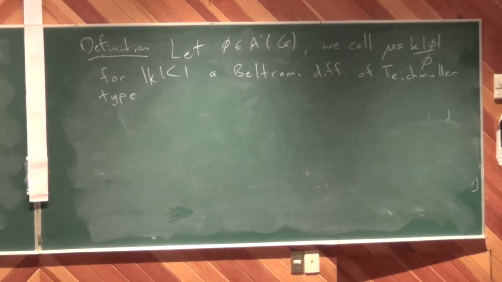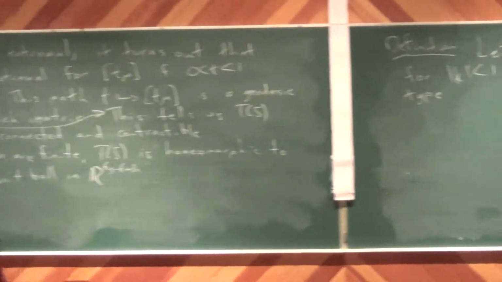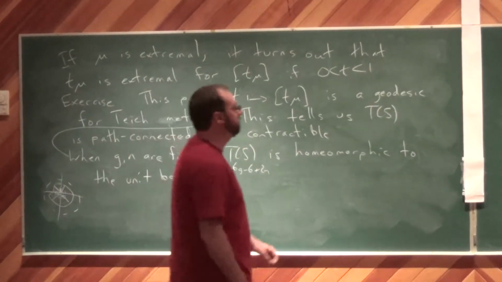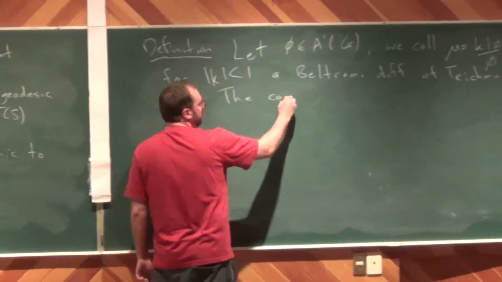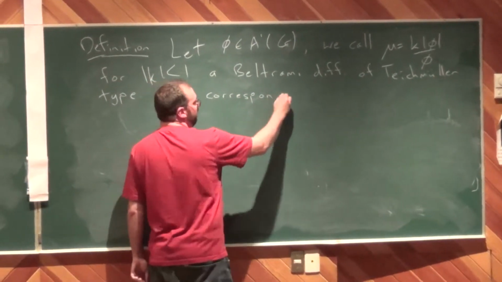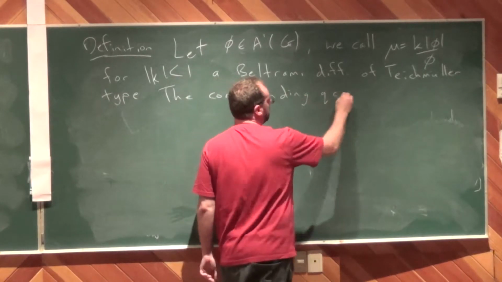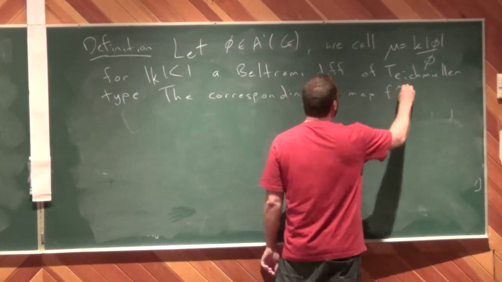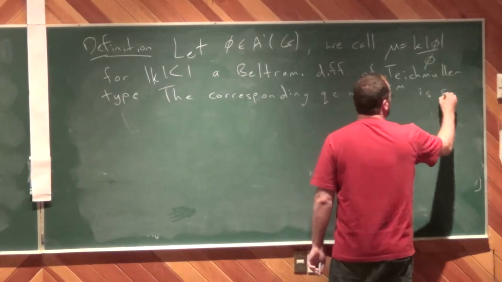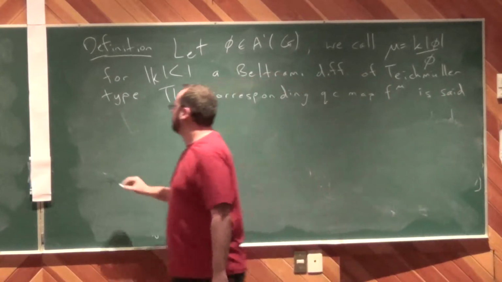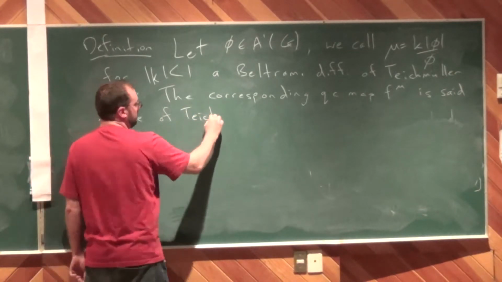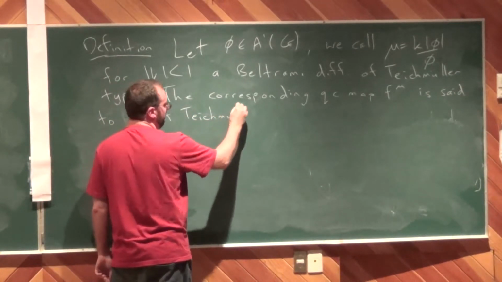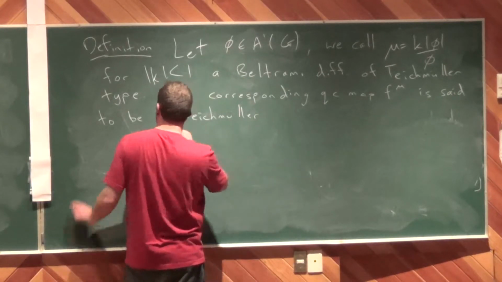So this has constant complex dilatation, and it turns out nice things follow from Beltrami differentials of Teichmüller type. And let's also note that the corresponding QC map, F upper mu, is said to be of Teichmüller type. Sorry, it's the Teichmüller map.